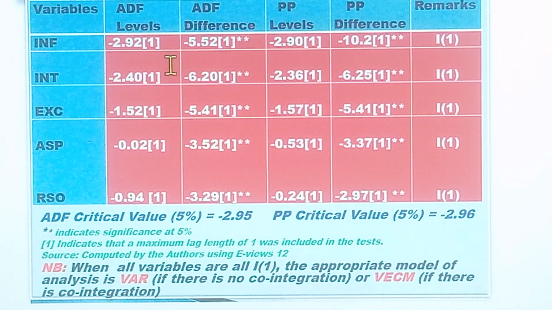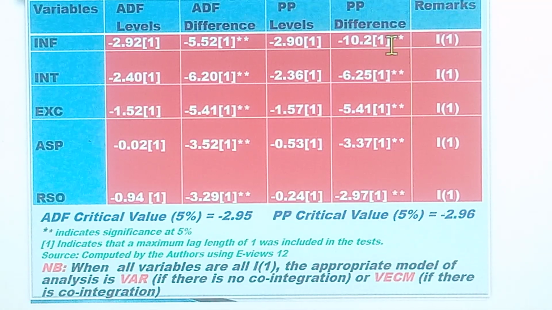We decide to conduct the test again, but at first difference. And here we have 5.52 for ADF first difference, 10.2 for PP first difference. So if you compare 5.52 with 2.95, we see that the value of inflation at first difference is higher than the critical value, suggesting that at first difference for ADF, the variable inflation is stationary. That's why I put these two asterisks, suggesting that it is significant at 5%.